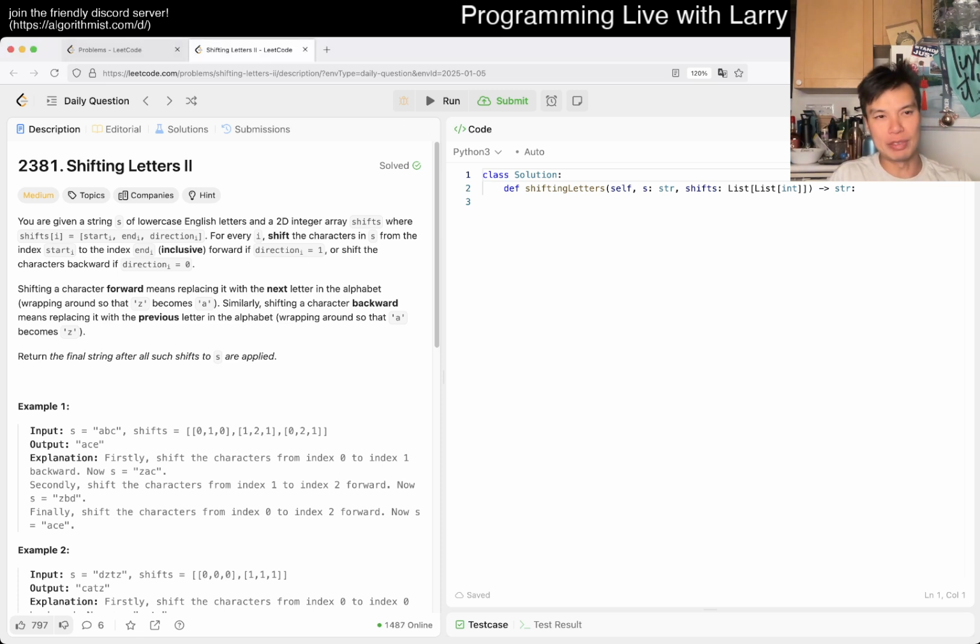Today we have 2381, Shifting Letters 2. Alright, let's get started.